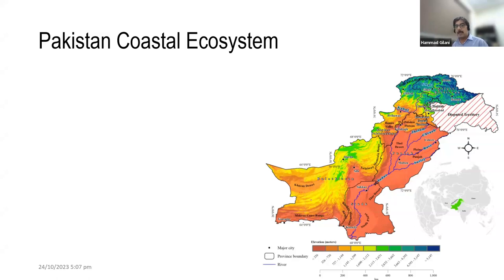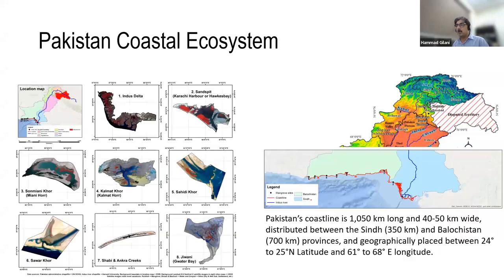Most of the time we neglect it because, from an area point of view, it covers a very small area. But if you see Pakistan from a coastal ecosystem point of view, the red line shows you the coastline of Pakistan.